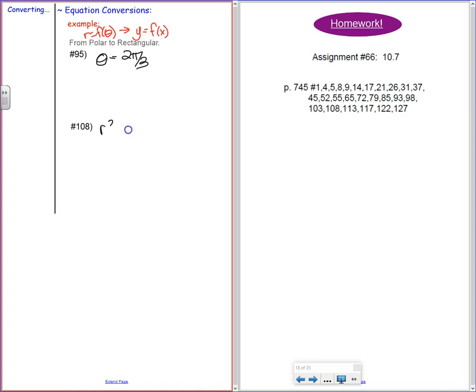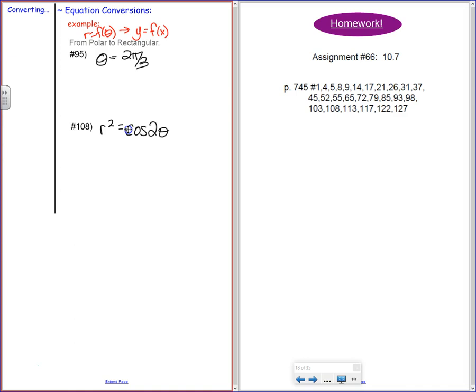That gives us r squared is equal to cosine of 2 theta. Change that example. Let's make it one step easier and one step more practical for what you're actually going to face. Okay. You can look at both examples.